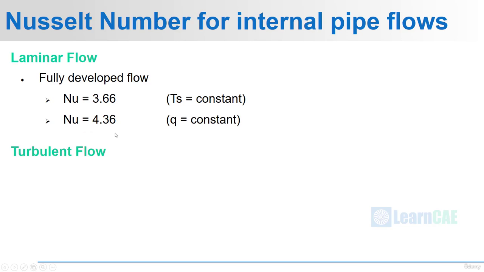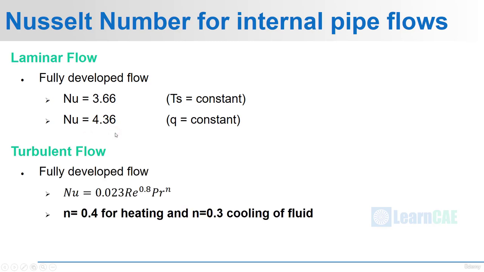And in case of turbulent flow, the Nusselt number is given as 0.023 into Reynolds number raised to power 0.8 into Prandtl number raised to power n, where n is equal to 0.4 for heating and n is equal to 0.3 for cooling of fluids. So here the Nusselt number formula is same for either constant wall temperature or constant heat flux, but the n will be varying depending on the fluid which is getting heated or cooled.